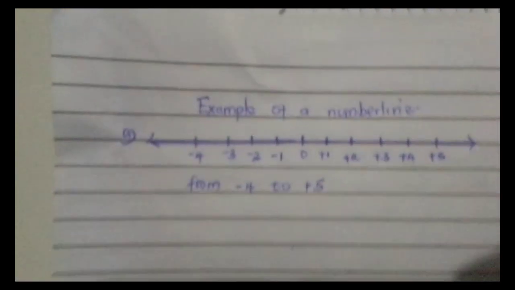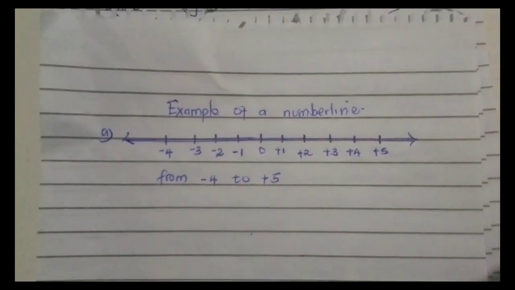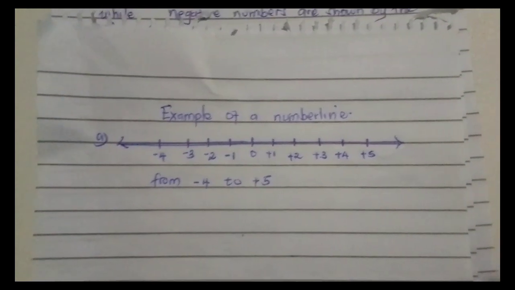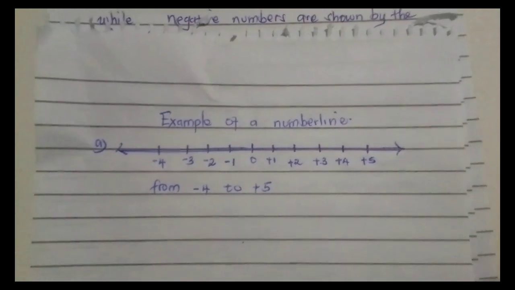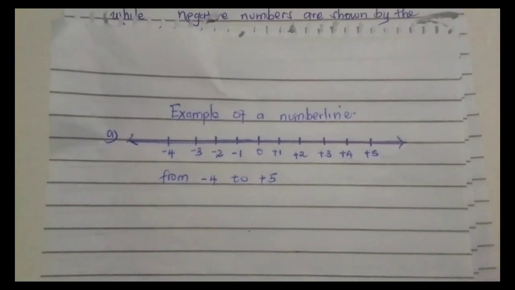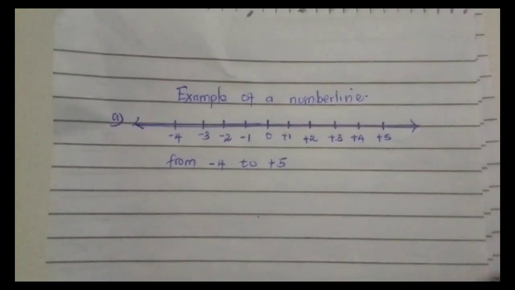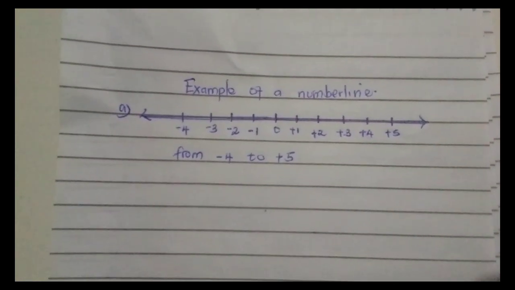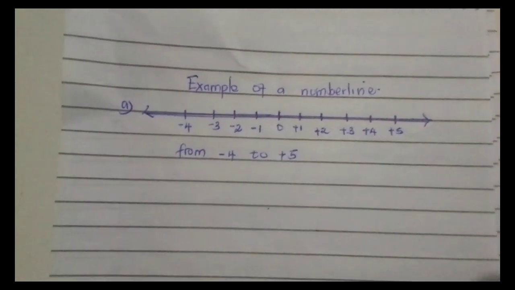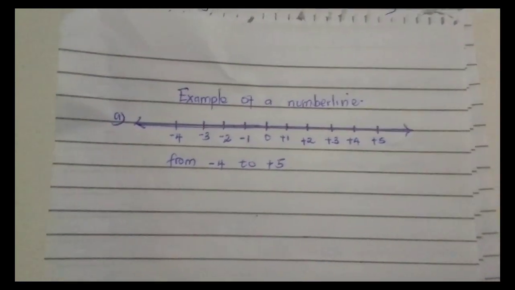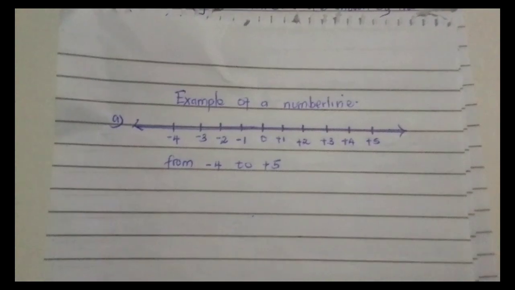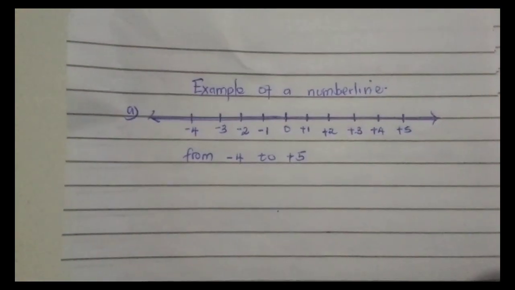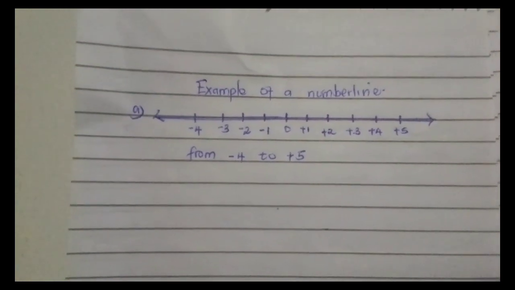So this is the one. In my example of a number line, it's from negative 4 to positive 5. Why am I saying from negative 4 to positive 5? It's simply easy. When you are representing a number line, we represent from the smallest to the largest. So from negative 4 to positive 5, this is ascending order. The smallest number is negative 4 in my number line, and the largest number is positive 5.